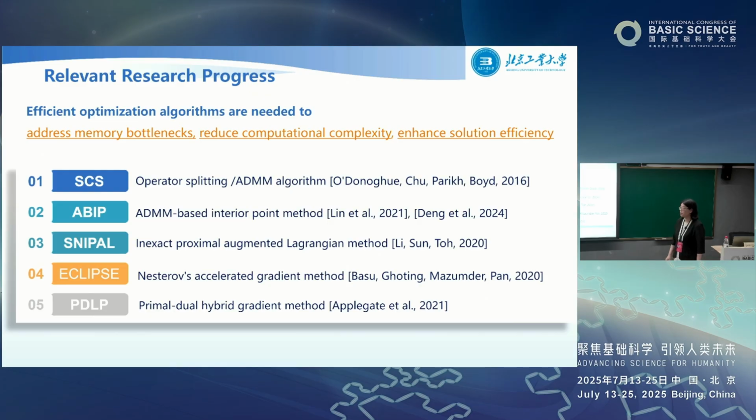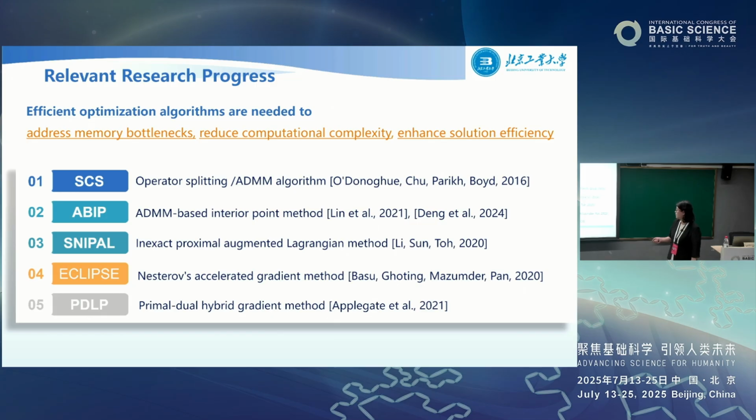Among recent research progress, we have what we call first-order methods, which are very popular in machine learning, or we call them matrix-free methods. The typical one is SCS, which is based on operator splitting or the ADMM method, developed by a Stanford University group. ABIP is an ADMM-based interior point method, developed by Professor Xinyuan's group. I think he is an honorary professor of our center. And there is another one, which is an inexact proximal augmented Lagrangian method, developed by the NUS group and Professor Kim-Chuan Toh, Defeng Sun and Xudong Li.